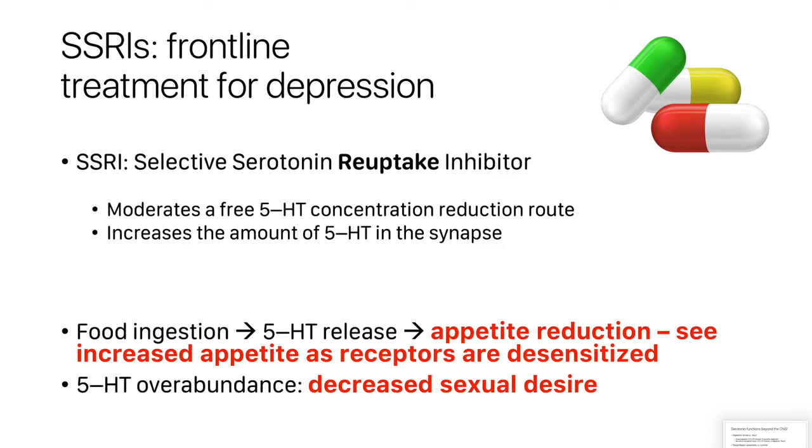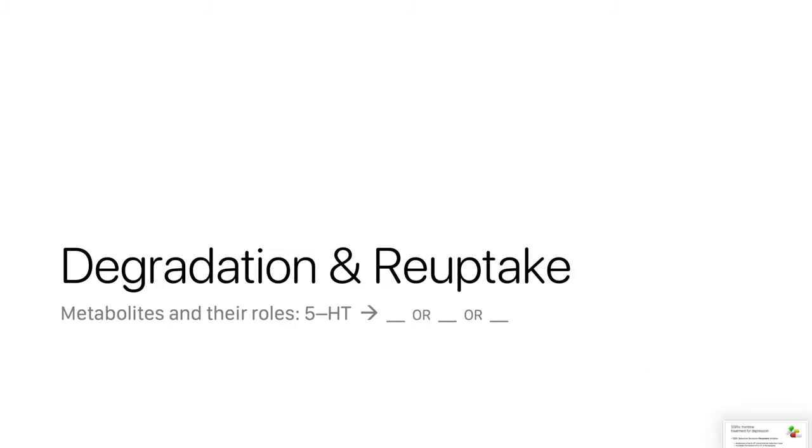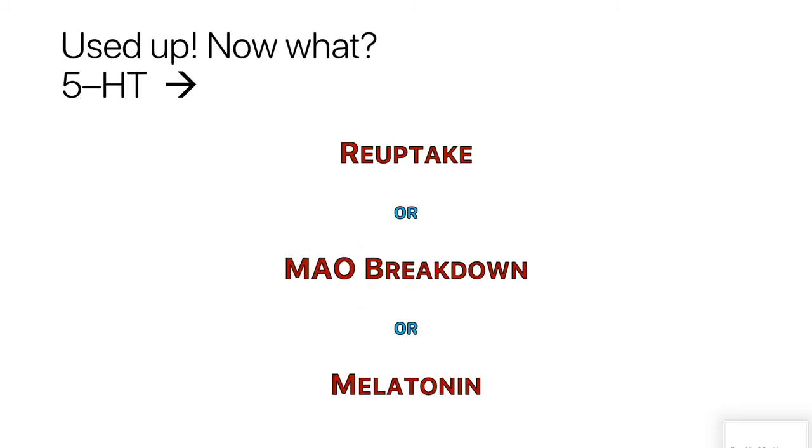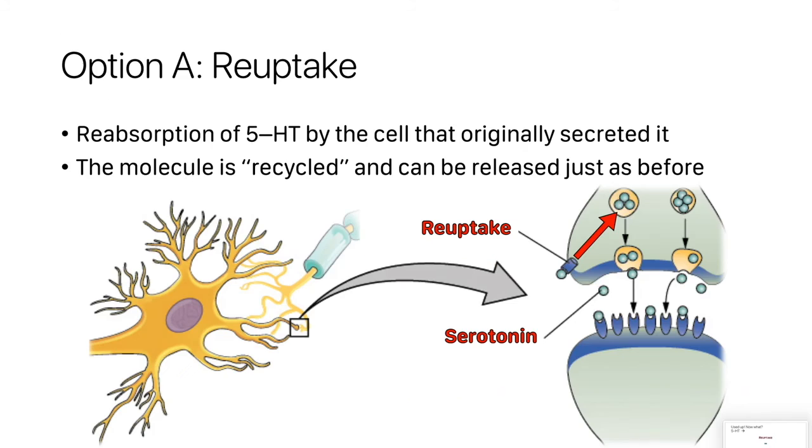Selective serotonin reuptake inhibitors, or SSRIs for short, reduce the activity of one of the reduction pathways of 5-HT in the brain. Let's take a look at the two types of reduction pathways, degradation and reuptake. The reuptake pathway saves serotonin, essentially recycling it, while MAO breakdown and melatonin are two degradation pathways. Reuptake of a neurotransmitter is defined as the reabsorption by the cell that originally secreted it. The molecule is recycled and can be released just as it was before.